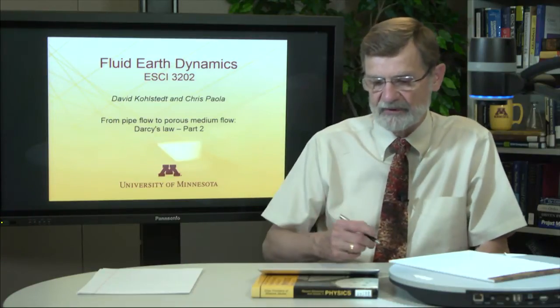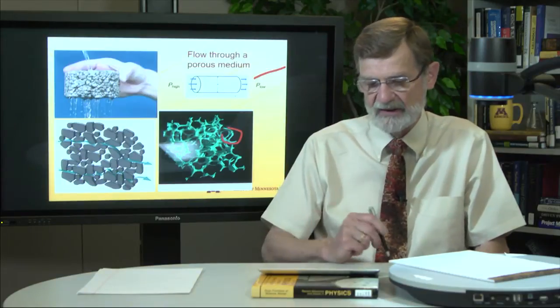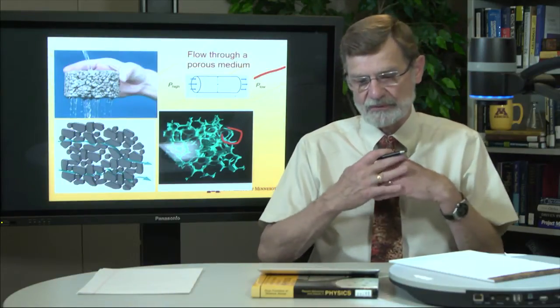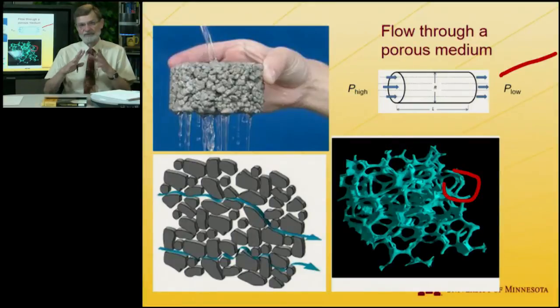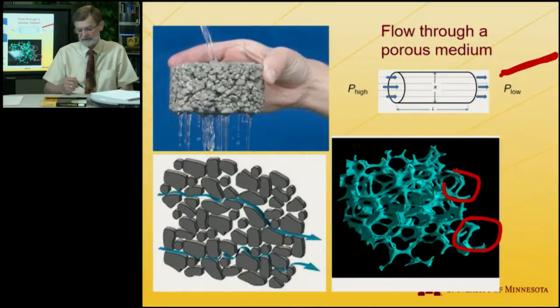So welcome to the second half of the video on Darcy's Law as part of the Fluid Earth Dynamics course. The structure that we were talking about last time was porous flow through a medium composed, for example, of fine grains. It could be water flowing through fine grains. And we looked at the structure of that material. We said we would approximate the structure as a series of pipes, and that we'd look at individual channels, and we'd consider each individual channel to be a pipe.